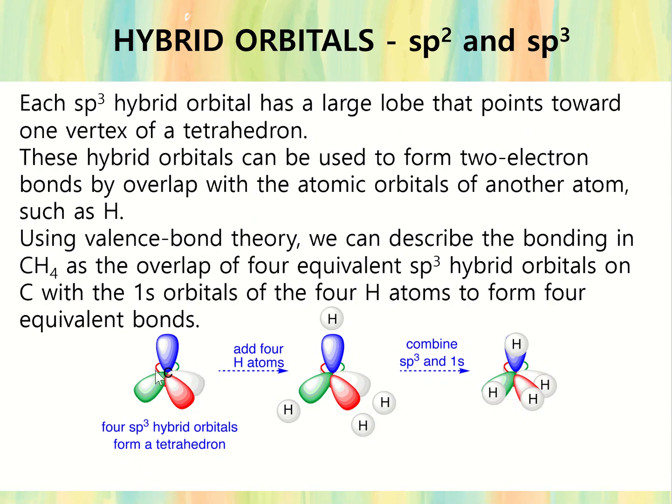So it looks like a tetrahedron, right? So 4 sp3 hybrid orbitals form a tetrahedron. And if we add our hydrogens, right, they combine, the sp3 and the 1s. So it's the overlap of the 1s and the sp3 that, according to the valence bond theory, produces the 4 equivalent covalent bonds.